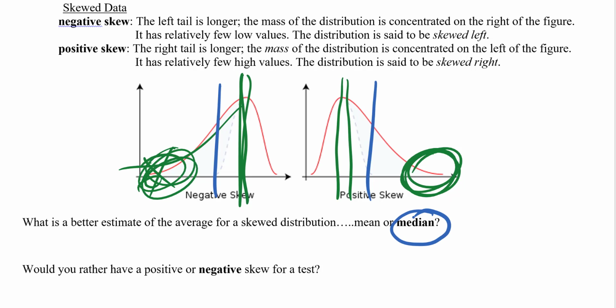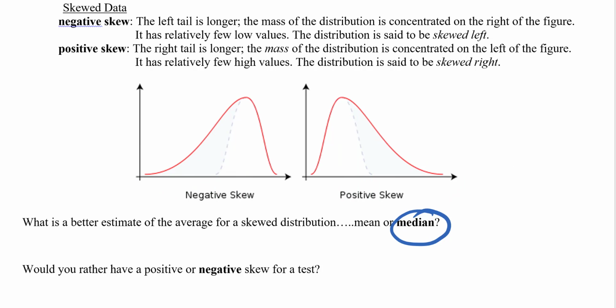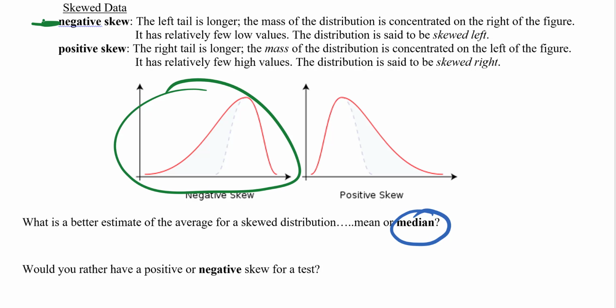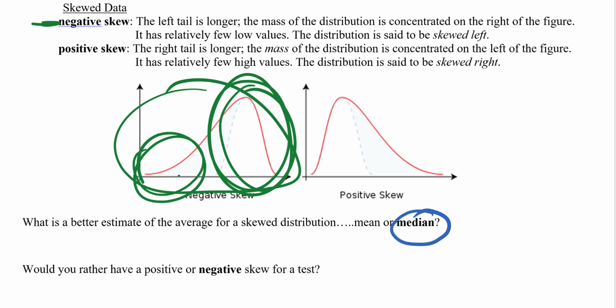Okay, all right, and then the next part is, would you rather have a positive or negative skew for the test? Well, again, if you look at the graphs here, what would you rather have? I think I would rather have a negative skew. The reason is, as you see in the negative skew here, it says the mass of the distribution is concentrated on the right, which means most people got good grades, and you only had a few slackers that didn't study. So I would definitely rather have a negative skew because more people are going to get good grades.